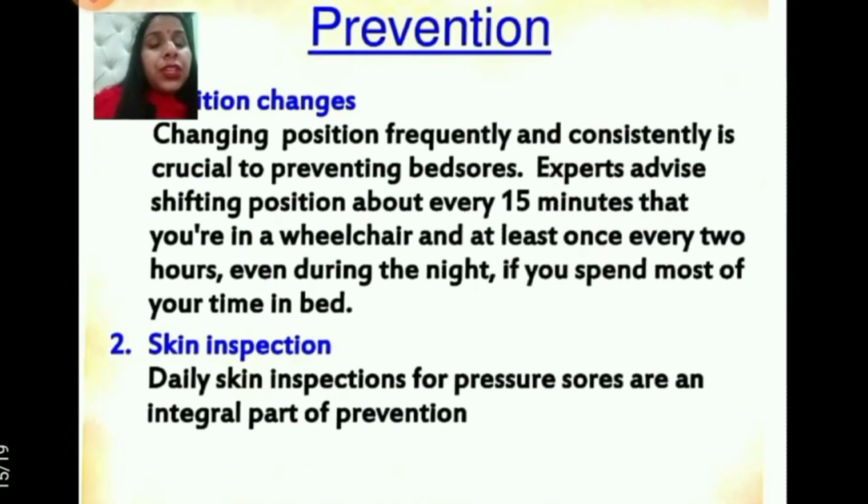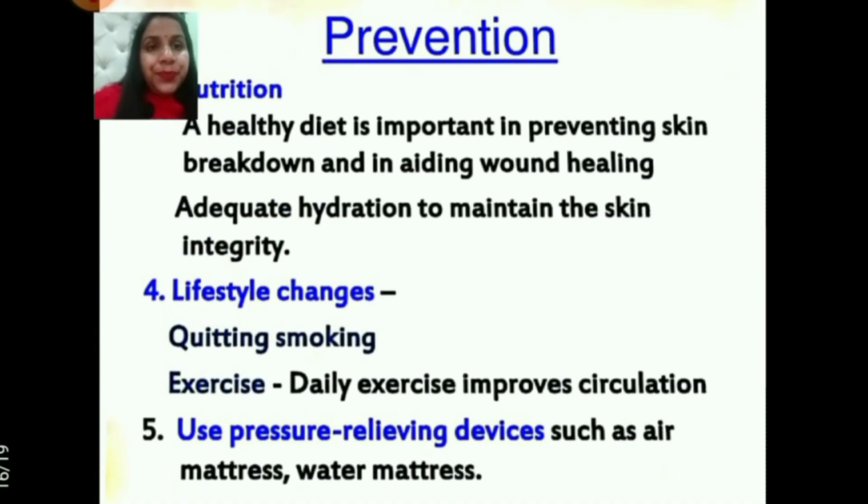Next, position changes. Changing position frequently and consistently is crucial to preventing bed sores. Experts advise shifting position about every 15 minutes if you are in a wheelchair, and at least once every 2 hours even during the night, if you spend most of your time in bed. Number 2, skin inspection. Daily skin inspection for pressure sore areas is an integral part of prevention.